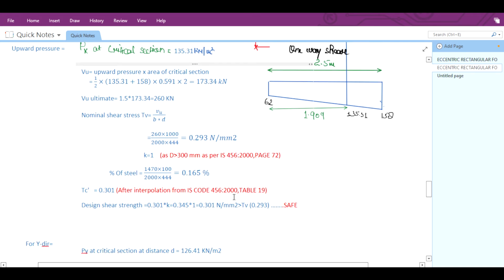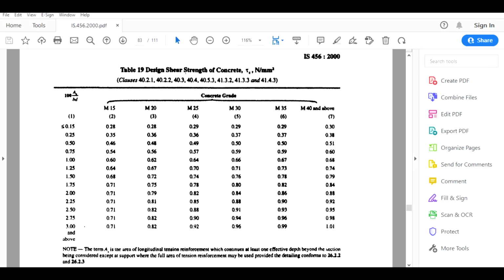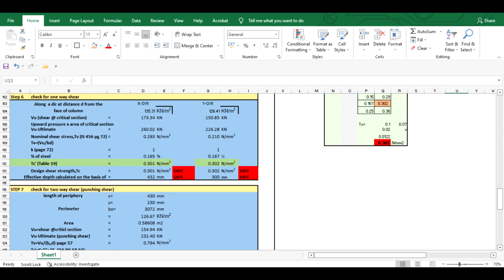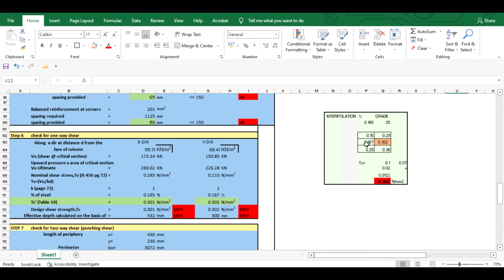Now tau c dash will be equal to 0.301. How is it calculated? In IS code 456 2000, you have to use table number 19 to calculate this. Our percentage steel is coming 0.165. In the Excel sheet it is mentioned, you just have to fill in the details. So our percentage steel is 0.165.